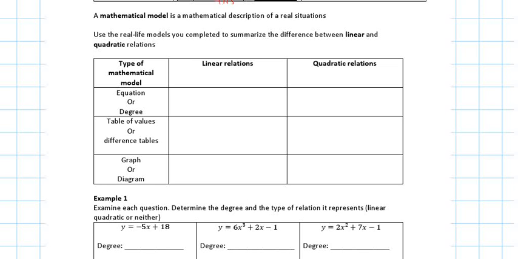Okay, so to recap everything we have done so far. If I'm looking at a linear relation, how would the equation look, or what kind of degree do you have for a linear relation? Degree 1.